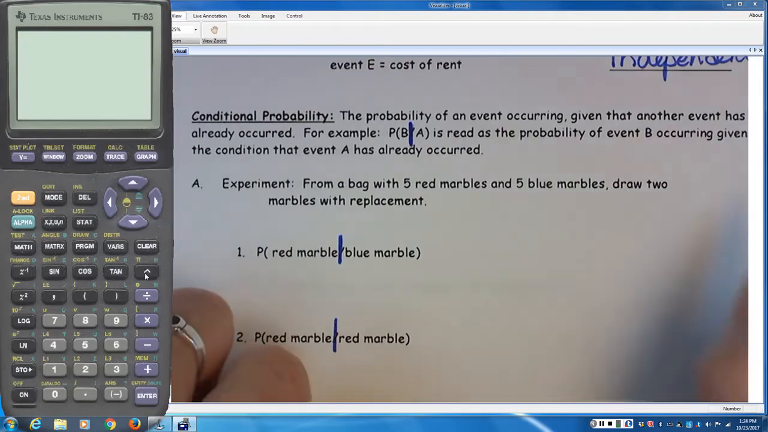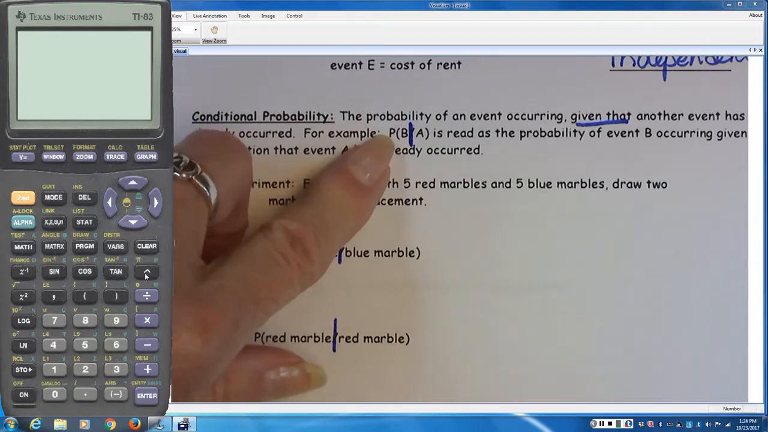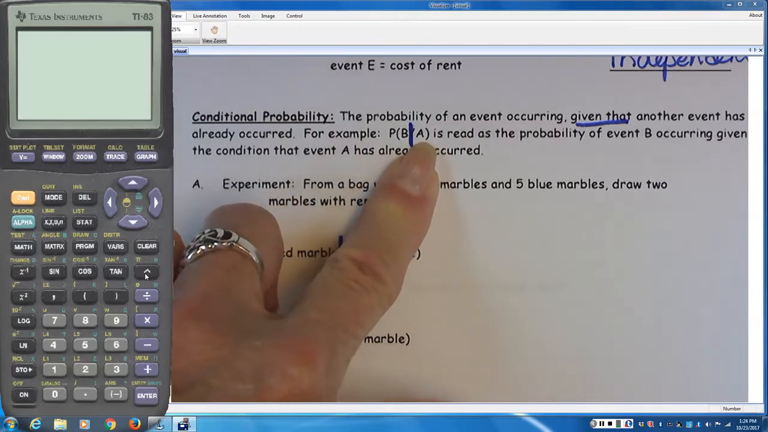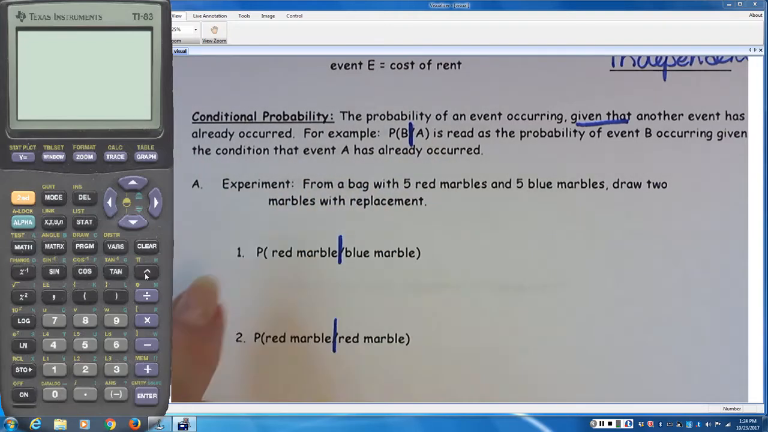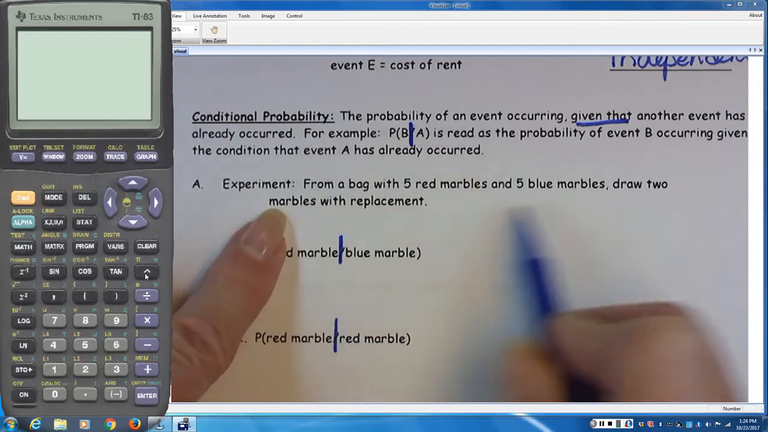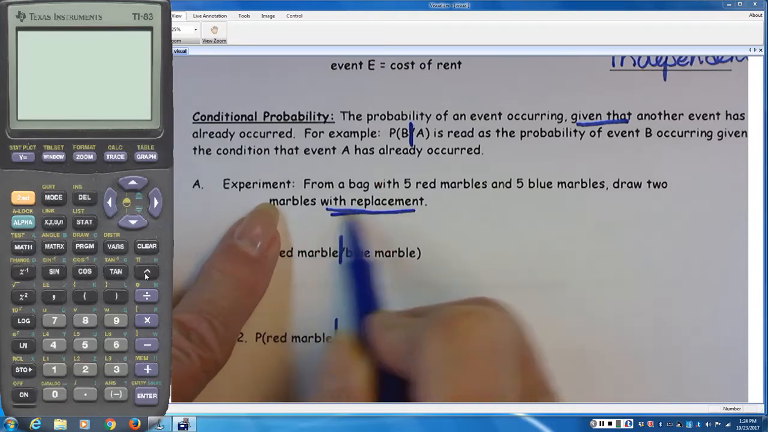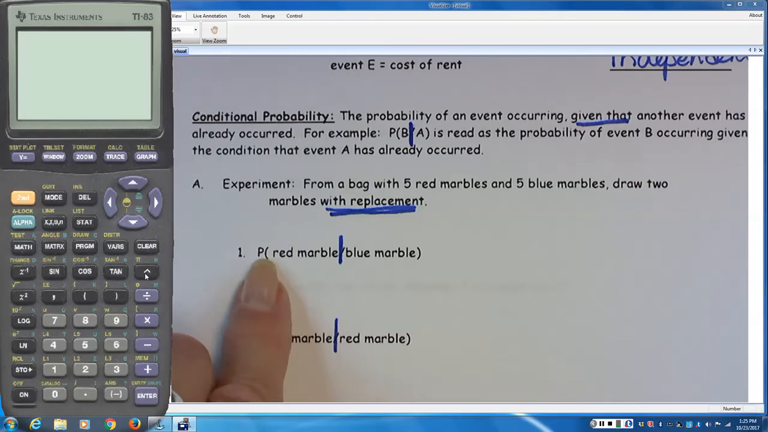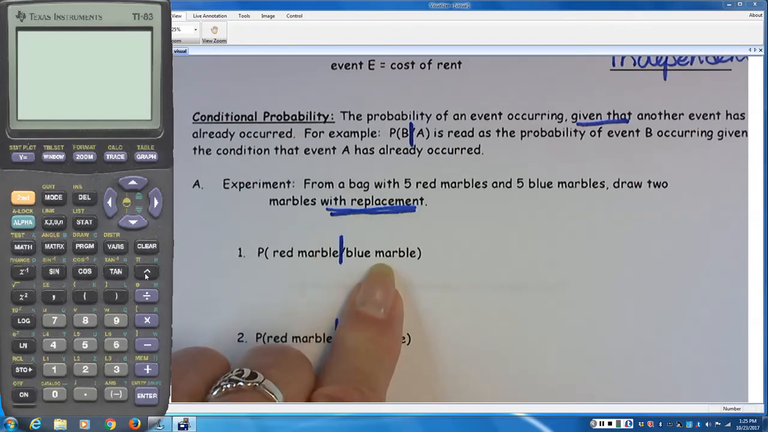And that line means given that. Okay? So this says the probability of B occurring given that event A has already occurred. Okay? That's what that actually means. So if you have a bag with 5 red marbles and 5 blue marbles, and you're going to draw 2 marbles, notice here it says with replacement. That means you're going to put whatever marble you draw back in before you draw the second one. Okay? This says, what's the probability you draw a red marble given that your first marble was blue?